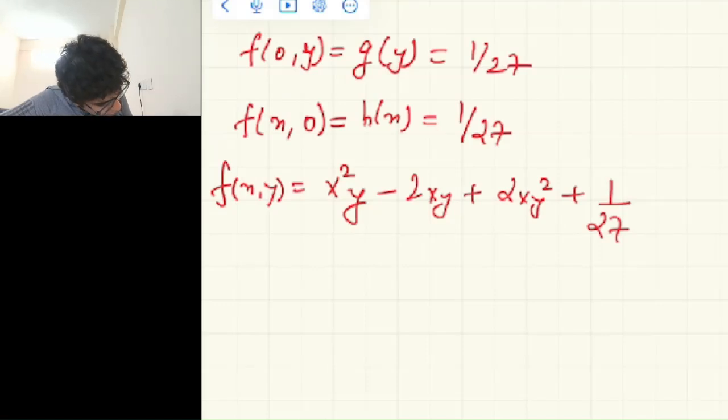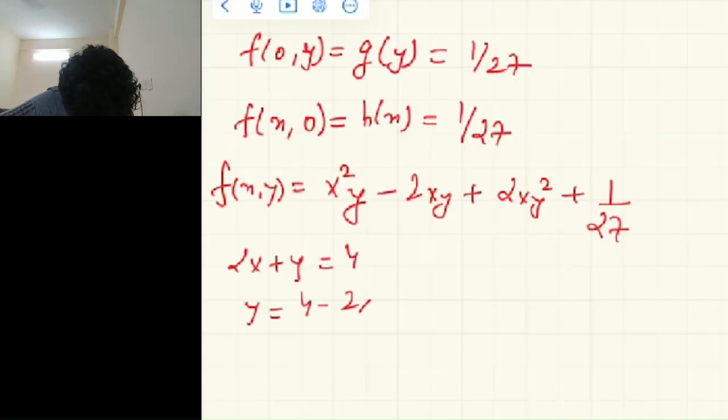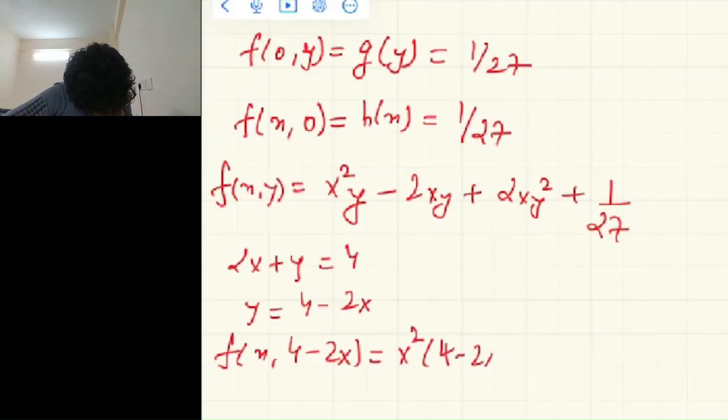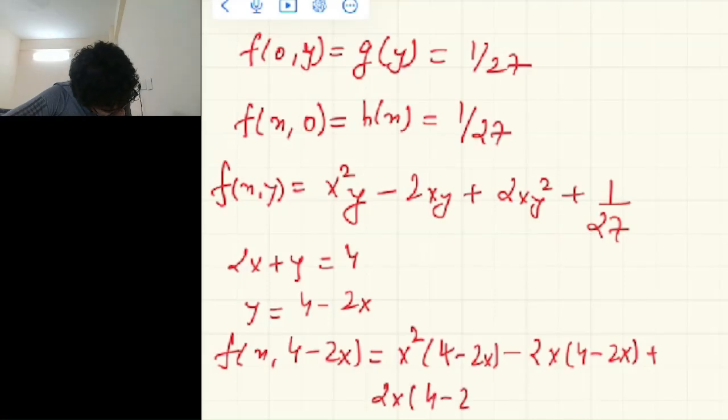Now we know that 2x plus y equals 4 here. So y becomes 4 minus 2x. So I'll just substitute 4 minus 2x. So f of x comma 4 minus 2x, right? This was the equation, right? Yes. So 4 minus 2x, and this becomes x squared times (4 minus 2x) minus 2x times (4 minus 2x) plus 2x times (4 minus 2x) whole square plus 1 upon 27, right? So this is my function now.